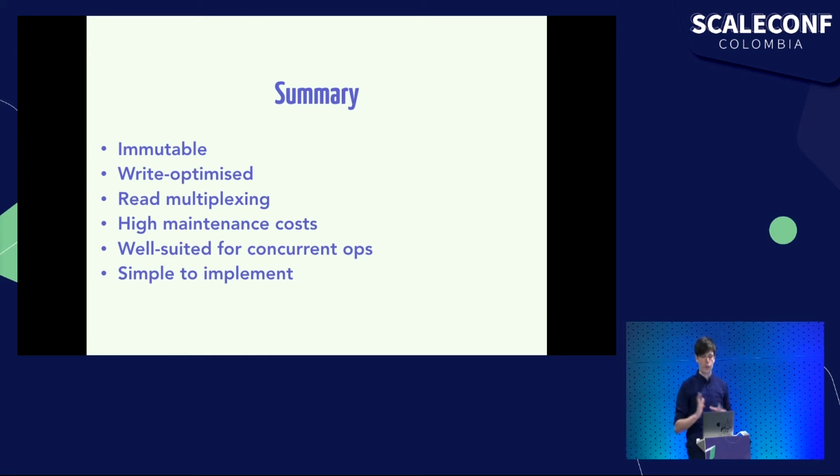Let's summarize what we just learned about LSM trees. First and foremost, they are immutable. The SS tables are written on disk once and are never updated. To reconcile the space occupied by removed items and merge the same key data from multiple files, SS tables are merged and discarded during the compaction process.